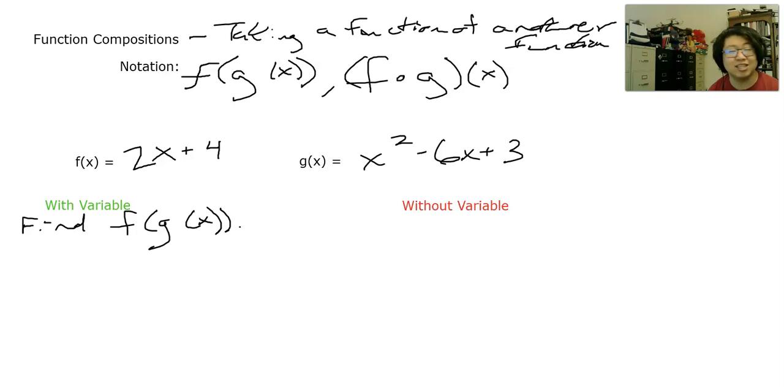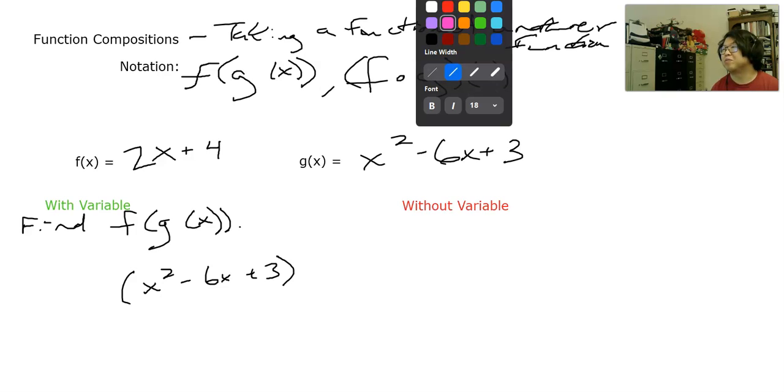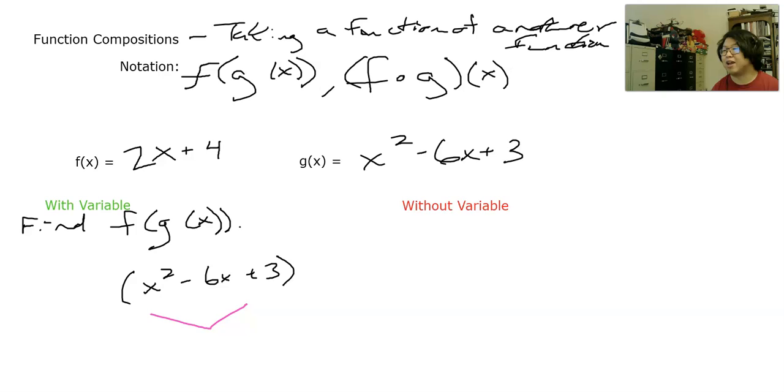Well, if I want to find f of g of x, here's my procedure. I take a look at what's inside, the inner function. It's my g, so I'll go ahead and start writing that out first. It's my x squared minus 6x plus 3. And once I've written that, it only serves as a substitute for my x in the function f of x. So this would be, I'll use a different color here, this replaces my x in 2x plus 4. So that is how compositions work.